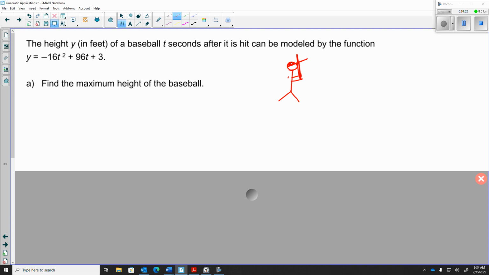So we just swung this bat, hit a baseball, and the baseball went flying. Okay. I need more room here. Oh, come on.